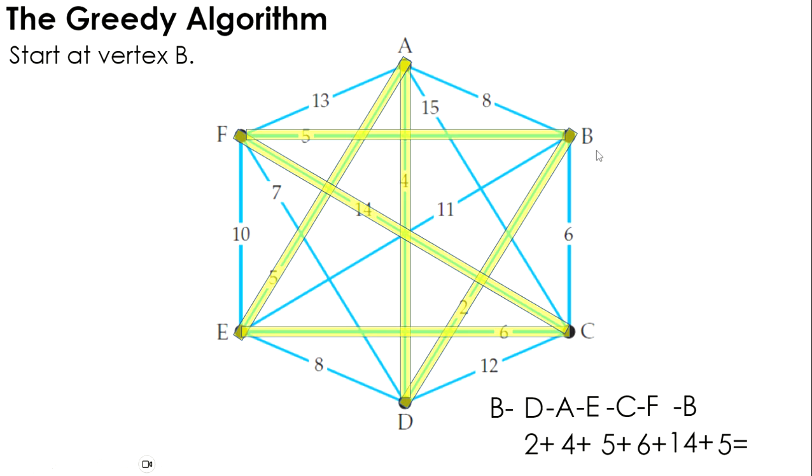So all we need to do is add 2 plus 4 plus 5 plus 6 plus 14 plus 5, and the total of that is 36. As you can see here, you can try with the other vertices. You can start with vertex C, D, E, or F. Then try to compare which of the routes has the smallest weight.